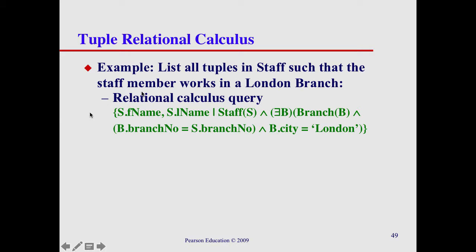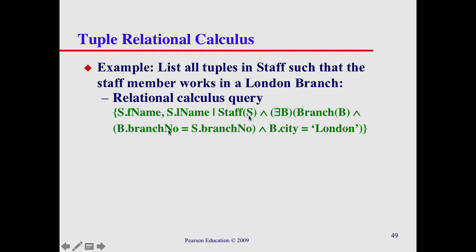So here we are printing all staff who work at a London branch. We're letting S range over the tuples in staff, and for each staff member we're asking, does there exist a branch such that the tuple lies in the branch relation and the branch's city is London and the staff's branch number equals that branch number. As long as there is a single tuple in the branch relation that satisfies this predicate, that staff member will be included in the result.